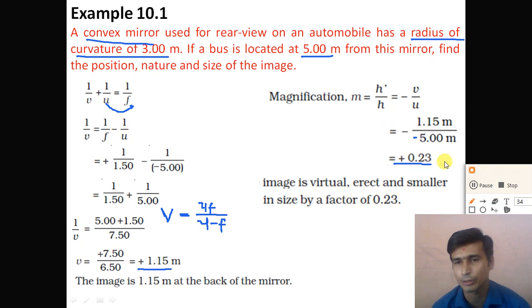So minus minus plus, we get the magnification plus 0.23. If the magnification is plus, the image is virtual and erect. And the magnification is less than 1, so the image is smaller than the object by a size factor of 0.23. In this case, if the height of the object is given to you, we can easily calculate the height of the image by multiplying by this value. So understand this example.